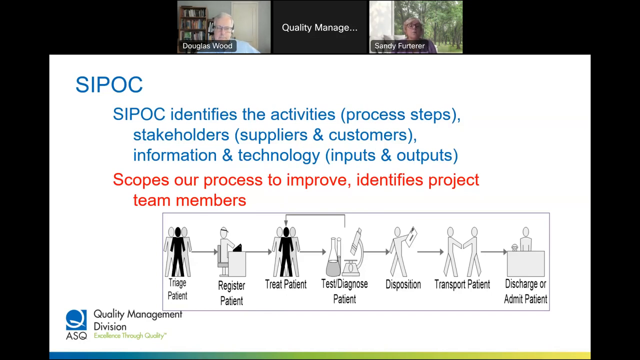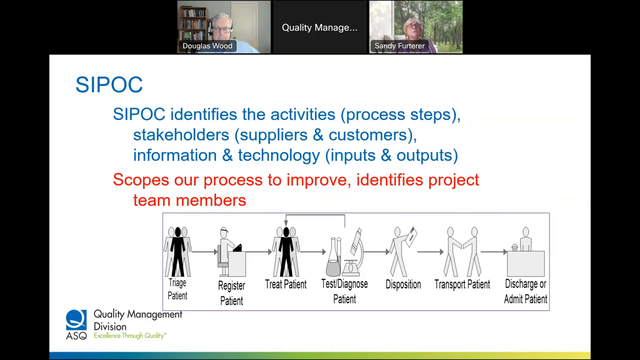And so for our SIPOC, the high level steps for the emergency department are to triage a patient, register the patient, treat the patient, test and diagnose the patient, disposition them. They might be transported either out or to the inpatient floor of a hospital. So this SIPOC is so powerful because it helps us to scope our process and our project.